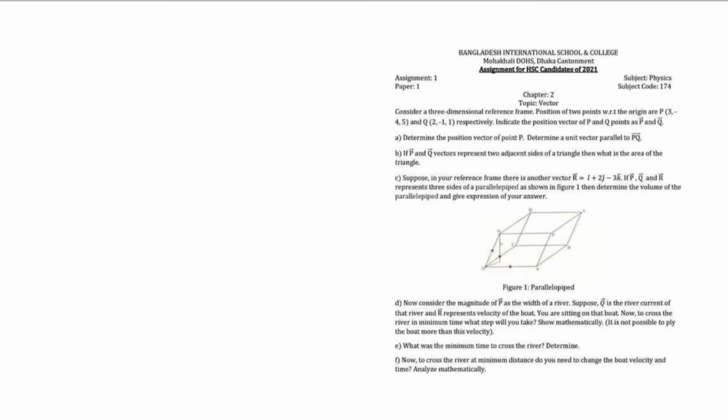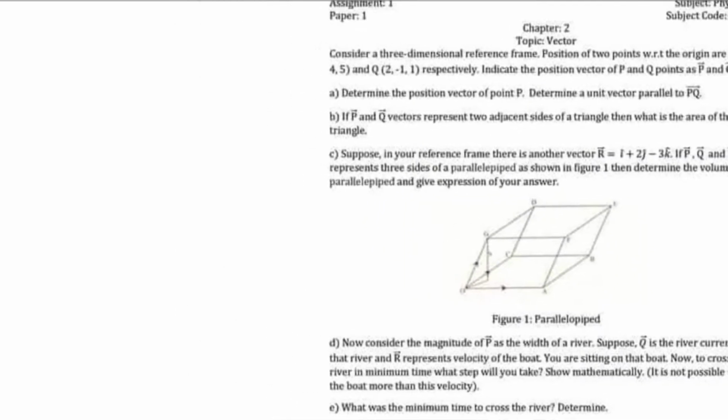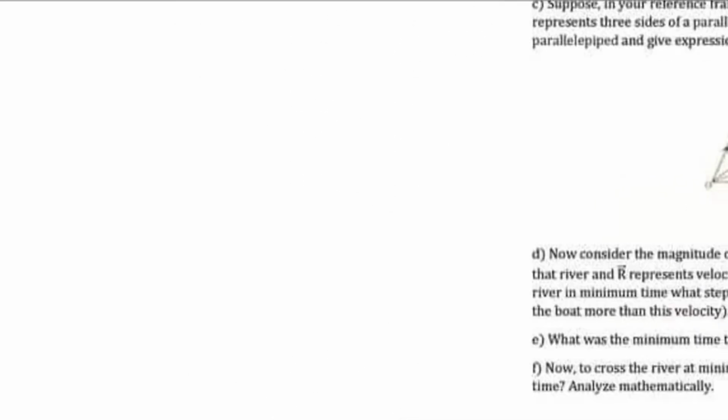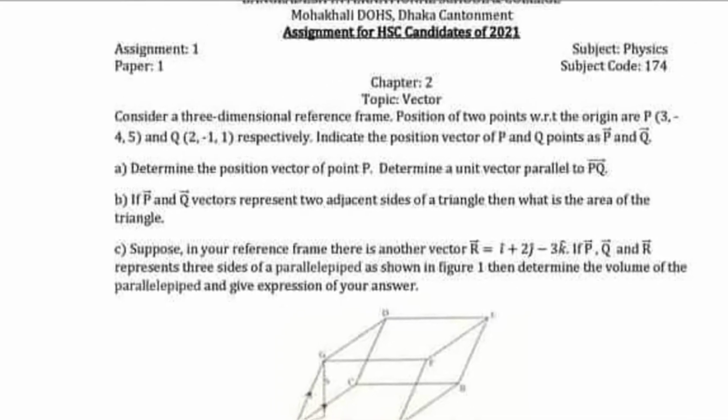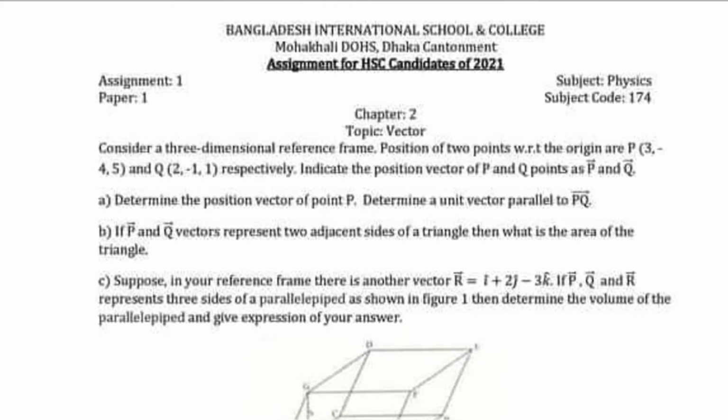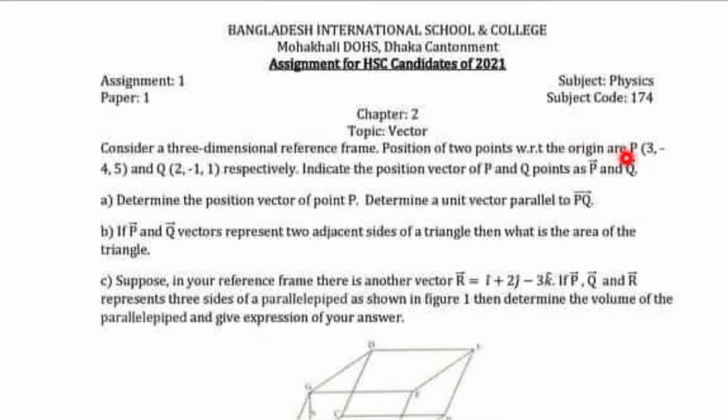Today we have come up with another new video, and this time we will discuss the HSC assignment for HSC candidate 2021. So if we look at the question slightly, we will see the question very carefully. In this question we see that there are 2 points given. One is P and another is Q, and their positions are also given.